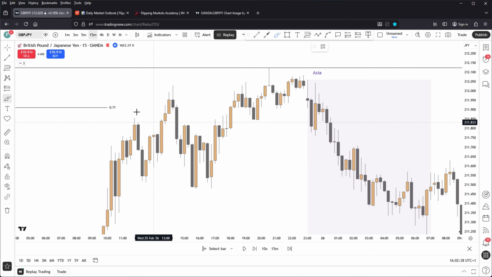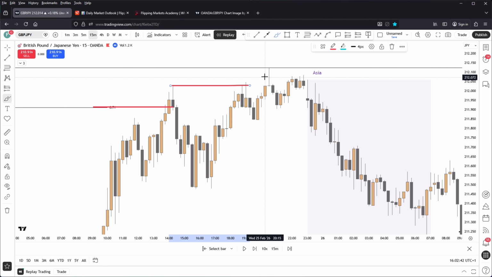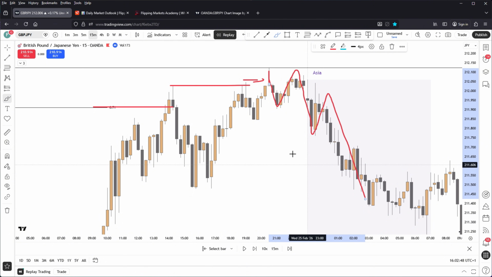After mitigating the level here, price formed double tops liquidity right here, which was later swept out by this candle, by this wick, from where price started a reversal to the downside. At the very first reversal, price made an internal market structure shift to the downside here, and this eventually led down to the external market structure shift here.